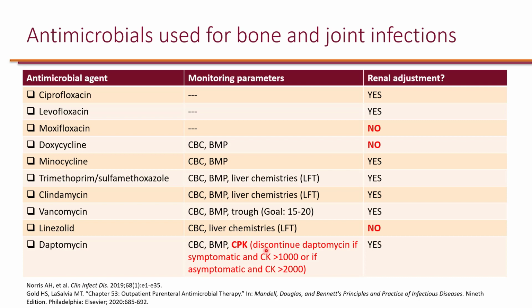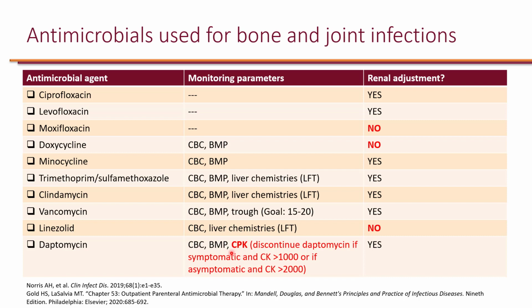And it is recommended to discontinue daptomycin in symptomatic patients with a CK of more than 1,000, or if they're asymptomatic but their CK is more than 2,000. And 2,000 would basically be equivalent of 10 times upper limit of normal, and 1,000 would be equivalent to 5 times upper limit of normal.